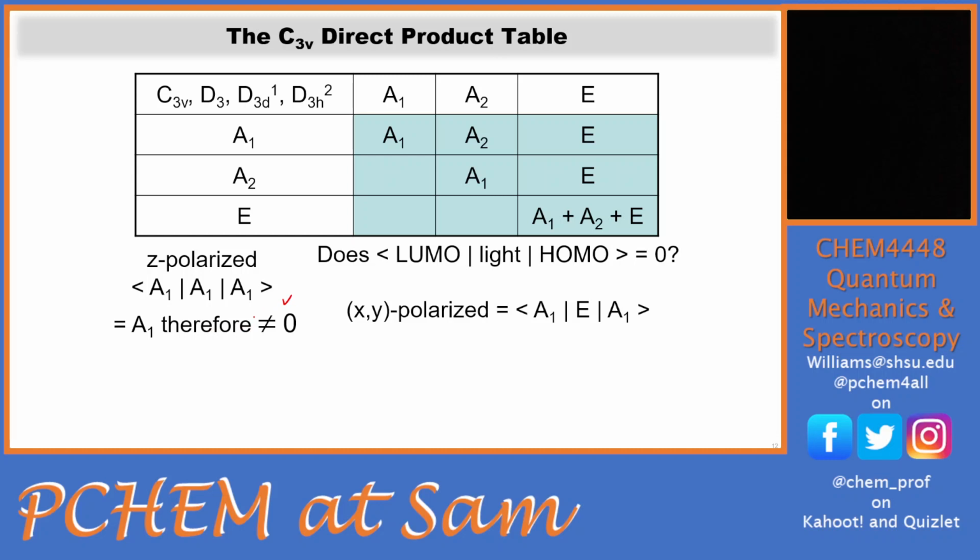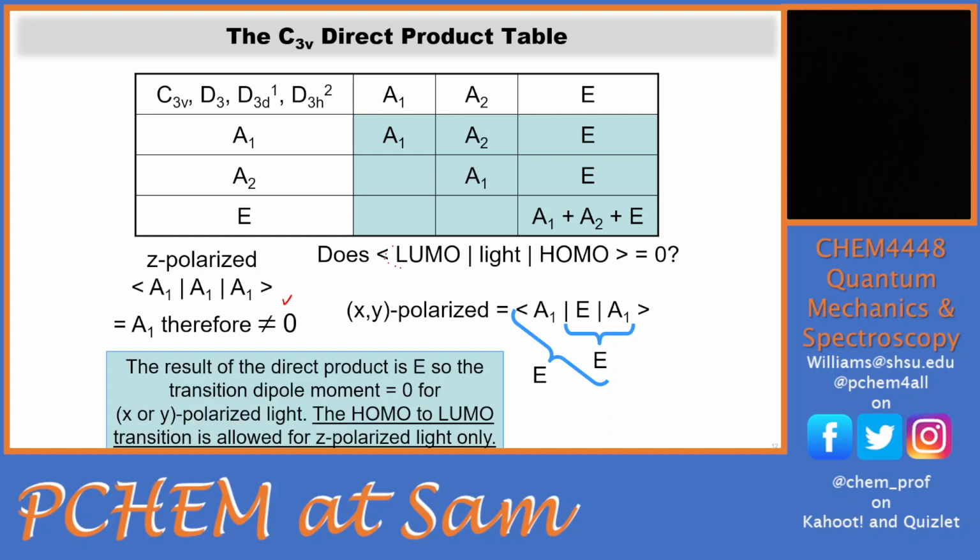But let's look at XY polarized light. We take E times A1, and we get this long result. Oh, no, E times A1 is just E. And then A1 times E is E. And so we end up with this integral over all space of E, which is equal to 0. So the HOMO to LUMO transition is allowed for Z polarized light only. And this will figure into its intensity.